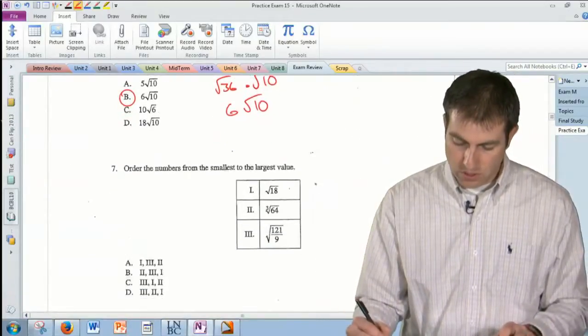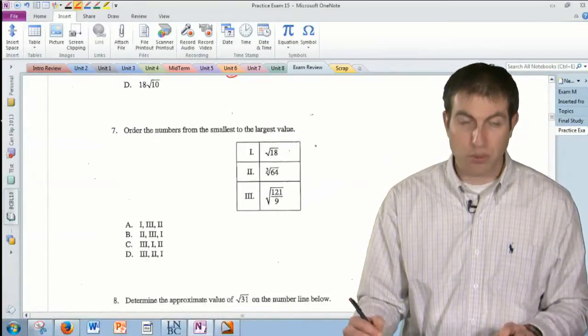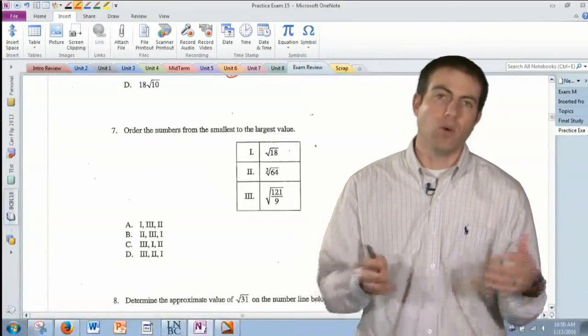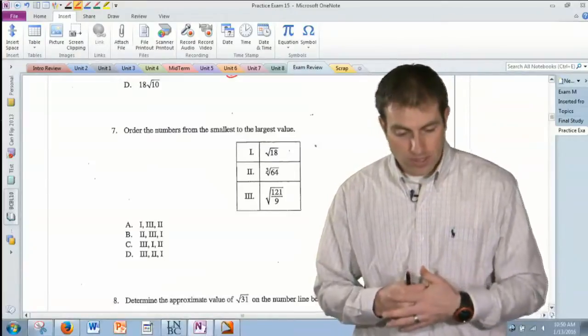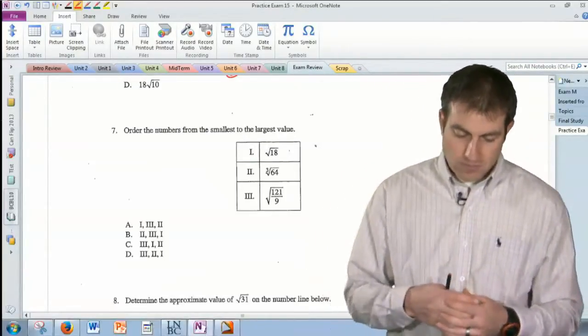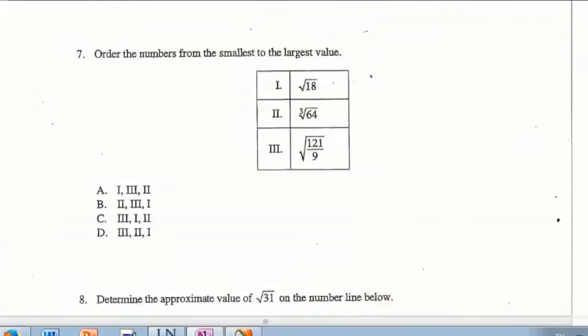The next one's kind of one of these cruel questions where they make you do three questions in one and then, you know, order them from greatest to smallest. So order the numbers from the smallest to the largest value. The first one's root 18. What is the square root of 18?